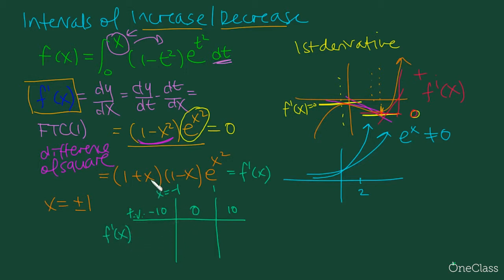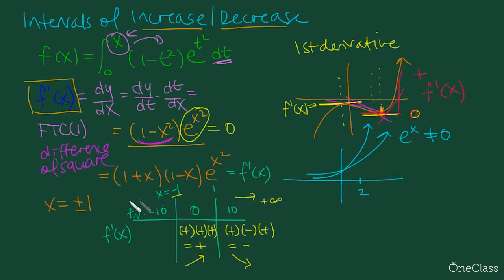What's happening? When we plug in 0, we have positive coming from the first bracket, positive coming from the second bracket. E to the power of 0 is positive 1, so this is positive, so it's increasing. When we plug in 10, we have positive from the first, and we have negative from the second, and we have positive from the third, then this is negative, therefore it's decreasing over this interval, going from 1 to infinity.